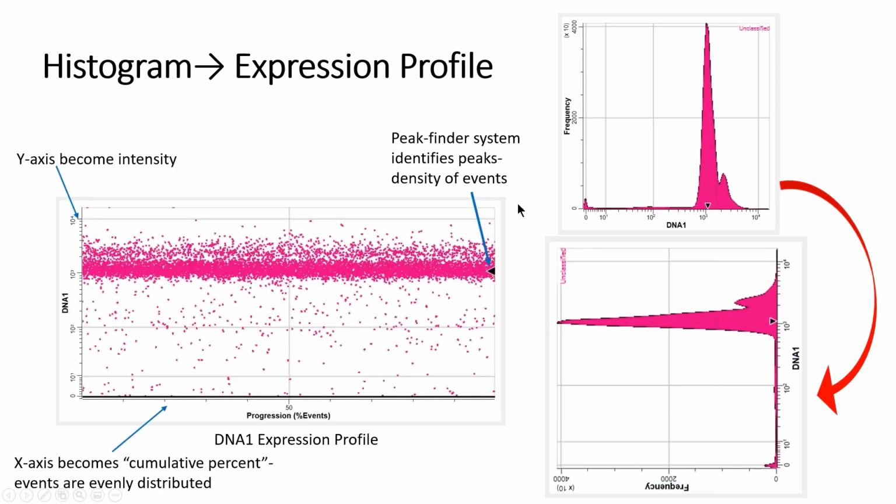To become an expression profile, we even out the events, so all events are distributed evenly over the expression profile. The x-axis becomes cumulative percent, which shows 0 to 100% of the events. The y-axis, again, is intensity. There is a peak finder system within the program that identifies the peaks based on the density of events. And you can see this little black triangle here on the right that shows you where that peak would be.